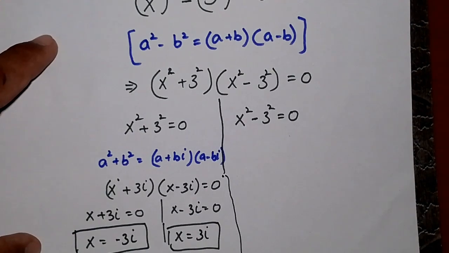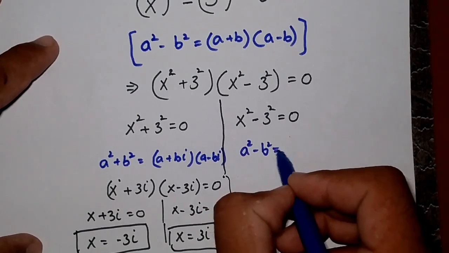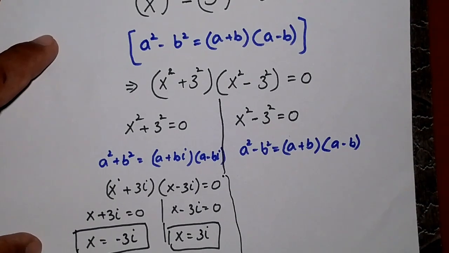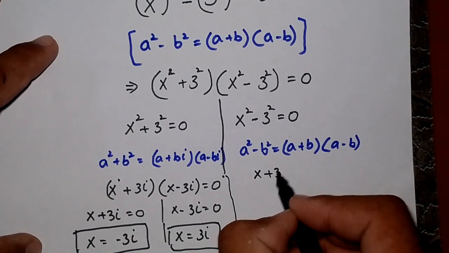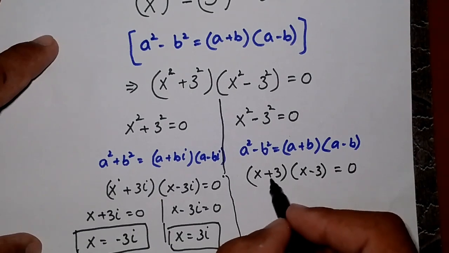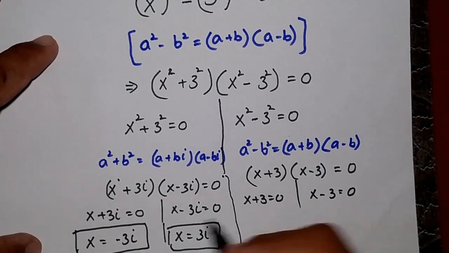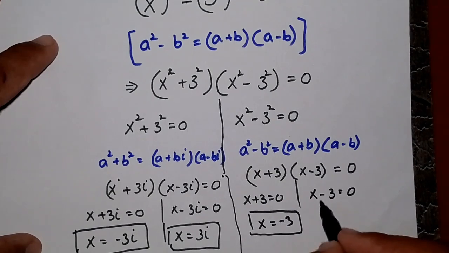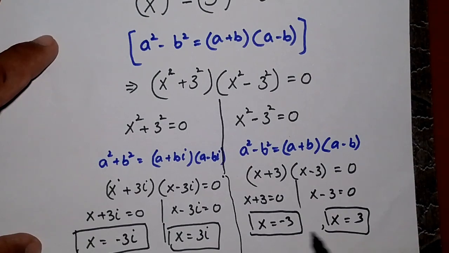Now to solve this, we apply the identity a square minus b square is equal to a plus b bracket times a minus b. This will become x plus 3 times x minus 3 is equal to 0. Now again there are two cases. The first is x plus 3 is equal to 0, and the other is x minus 3 is equal to 0. Moving 3 to the right side, x is equal to minus 3, and x is equal to plus 3. So these are the two real values.